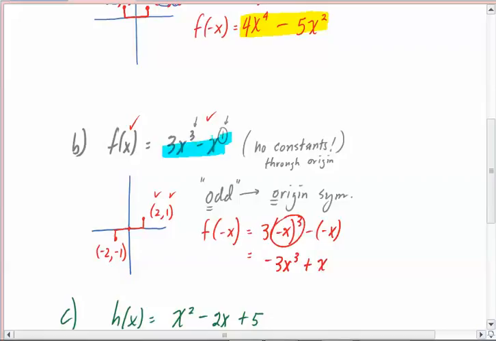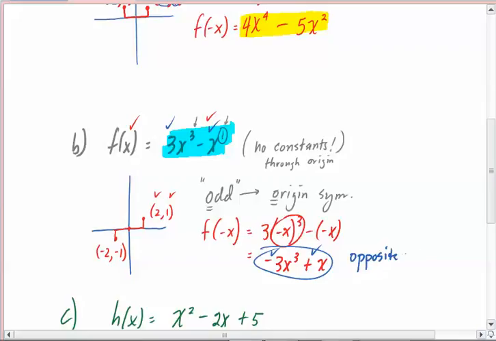Here's my original, and here is my y after I put in a negative x. Is it exactly the opposite? That one was a positive, now it's a negative. This one was a negative, now it's a positive. It's exactly opposite, completely opposite.